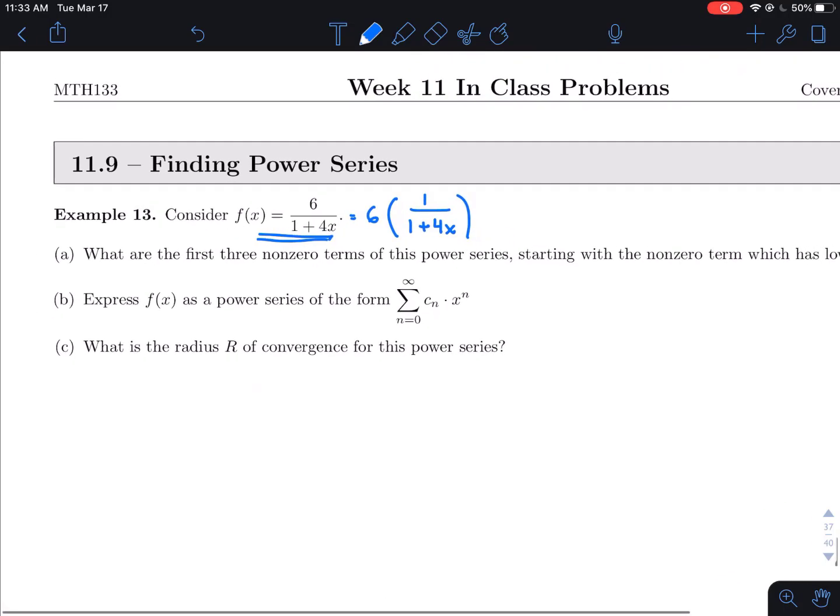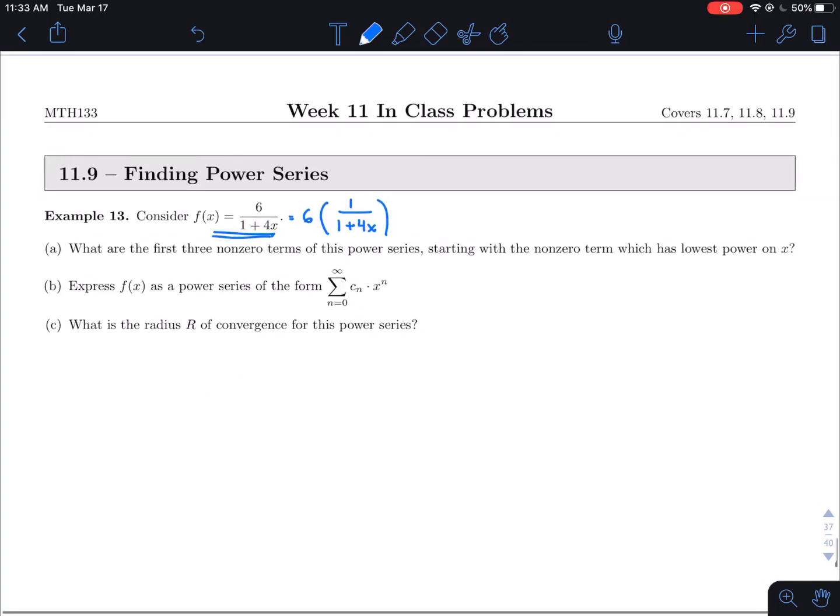And I guess I'm getting a little bit ahead of myself. I haven't even read out the example for us. It's just I'm excited to get going, I suppose. But we're trying to figure out what are the first 3 non-zero terms of this power series, starting with the non-zero term which has the lowest power of x.